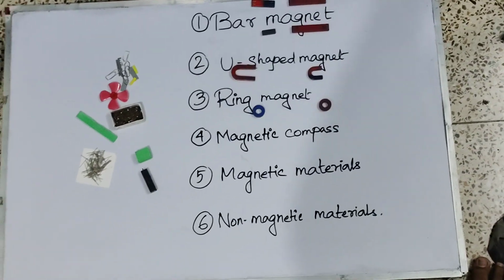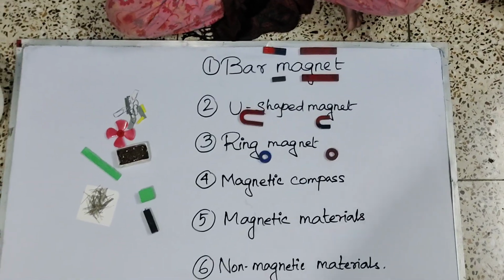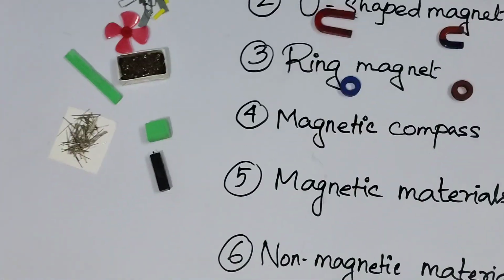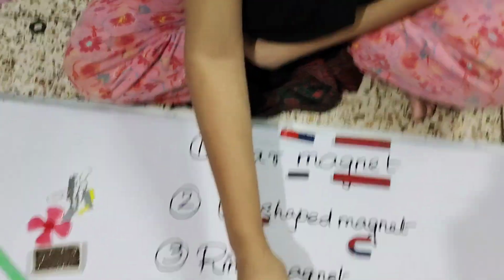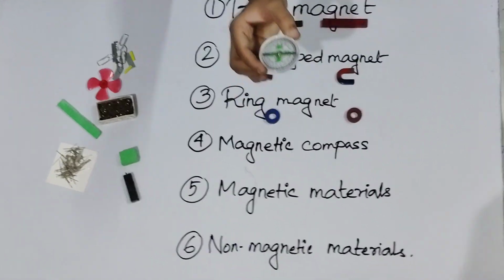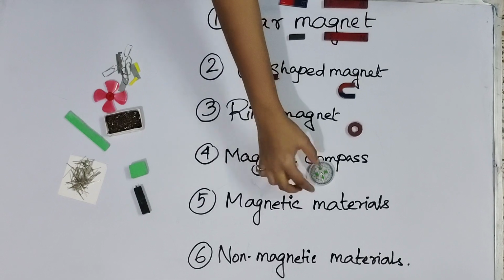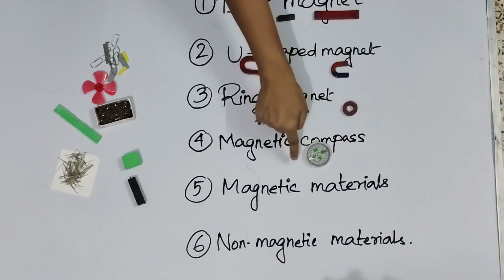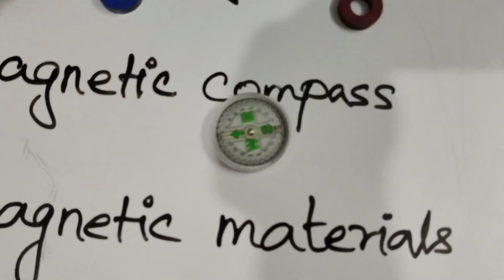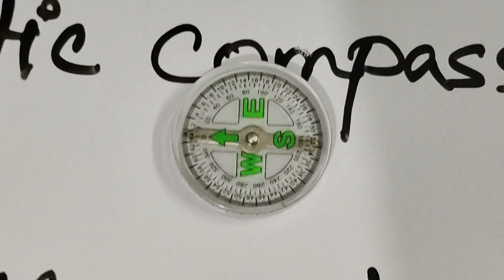Now here is another thing with me, that is the magnetic compass. Have you ever seen a magnetic compass? I am putting it here. And what does a magnetic compass do? A magnetic compass shows the geographical north and south direction. Wherever I place it, it always settles in the north-south direction. This arrow represents the north, so this direction is north and this direction is south.